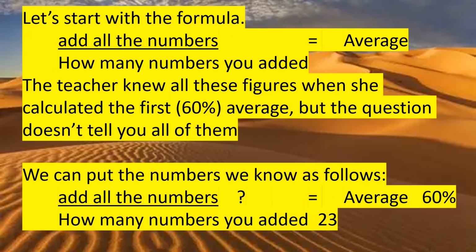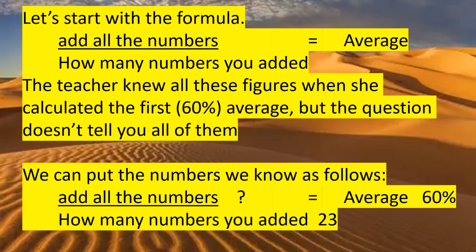So let's start with the formula. Add all the numbers on the top, on the bottom, how many numbers you added, and that'll give you the average. Now the teacher knew all these figures when she calculated the first 60% average, but the question doesn't tell you all of them. So we can put the numbers we know into the formula as follows.